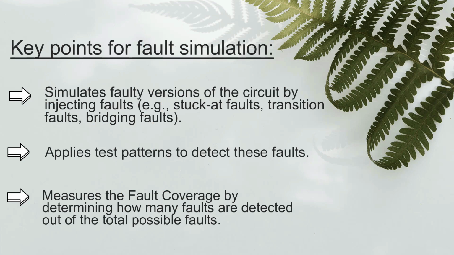Key points for fault simulation: it simulates a faulty version of the circuit by injecting faults. Examples: stuck-at faults, transition faults, bridging faults. It applies test patterns to detect these faults. And the last, it measures fault coverage by determining how many faults are detected out of the total possible faults.